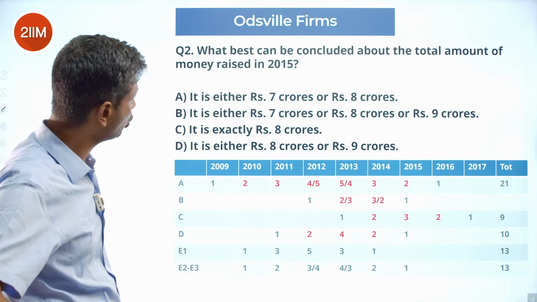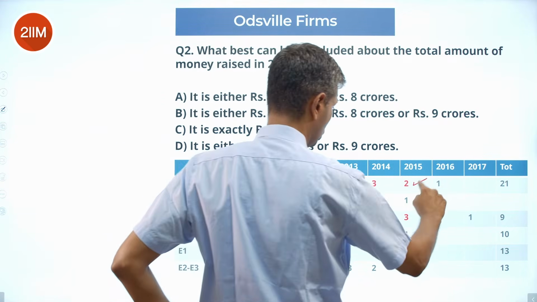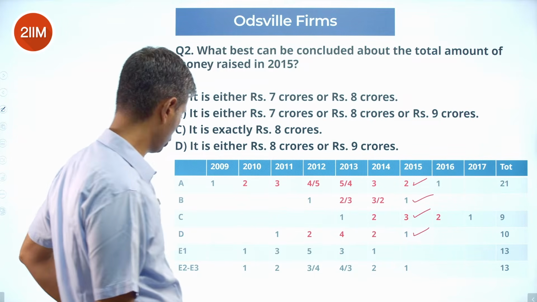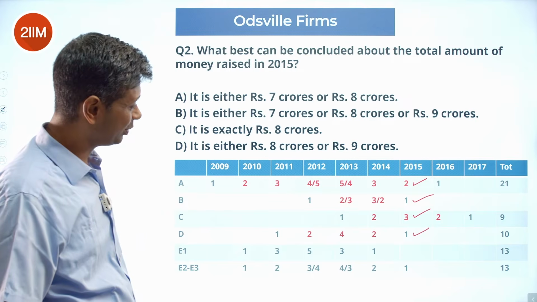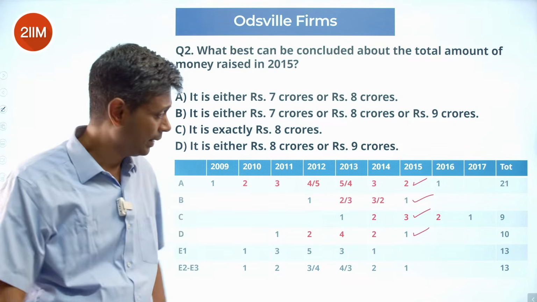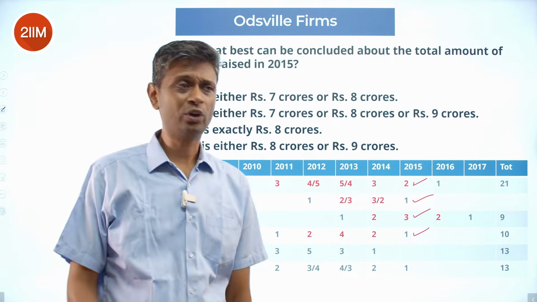what can be concluded about the total amount money raised in 2015? 2015, 2, 1, 3, 1 is there for sure. 2, 1, 3, 1, 2 plus 1, 3 plus 3, 6 plus 1, 7. 7 crores are there for sure. E could have been this possibility or this, 0 or 1, 7 or 8 crores.